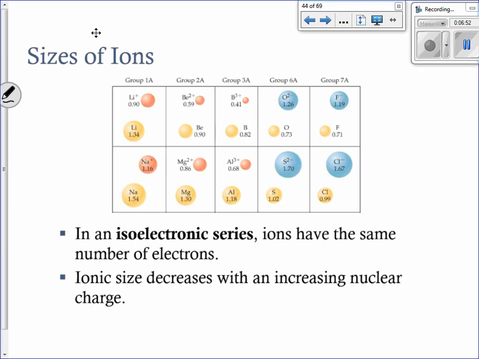And in an isoelectronic series, ions will have the same number of electrons. Okay, we're going to go over this in detail in the next set of notes, so I'm not going to spend too much time on it right now. Ionic size decreases with increasing nuclear charge. Why? Because those protons pull them in closer and so forth. Okay, so we'll get into an example like this in the next set of notes.